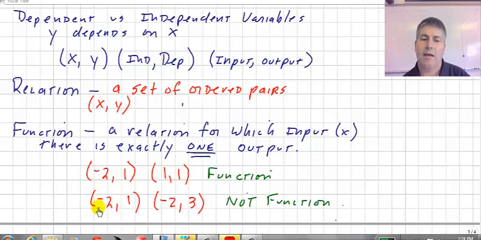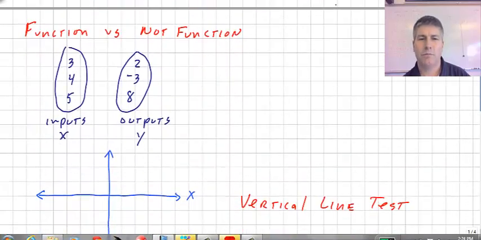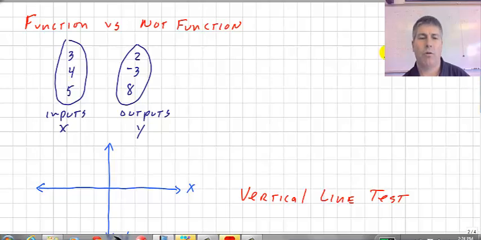Whereas if we had (-2, 1) and (-2, 3), now that's not a function. We have the same input, the same x for each of these, but we have different outputs. Okay, so that's not going to be a function because if we input -2, we don't know what we're going to output. We don't know if we're going to output 1 or 3. So that's an example of something that's not a function. I think that's a little bit easier to see visually, okay, as opposed to ordered pairs.